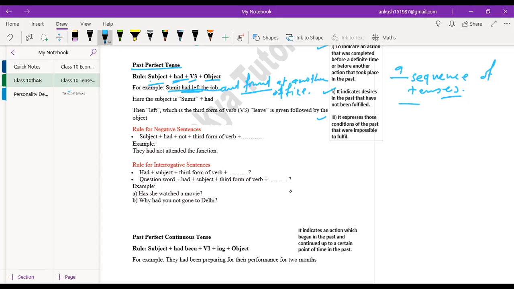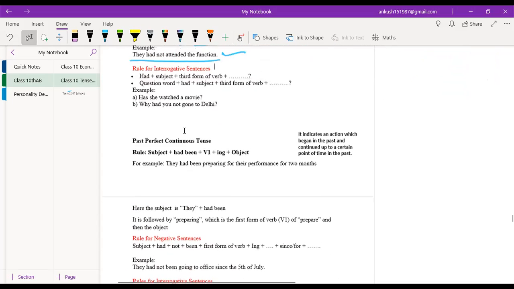If you have to make a negative sentence, we have to use not after the helping verb and the third form of the main verb. They had not attended the function. This is clearly a past perfect tense which is given in negation.